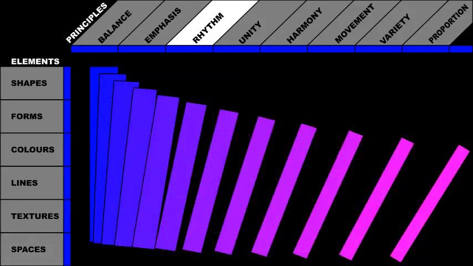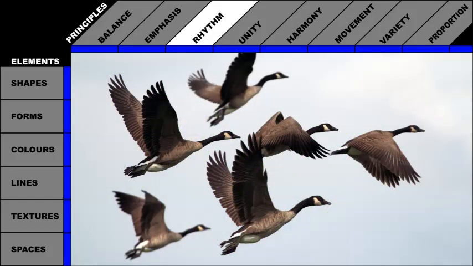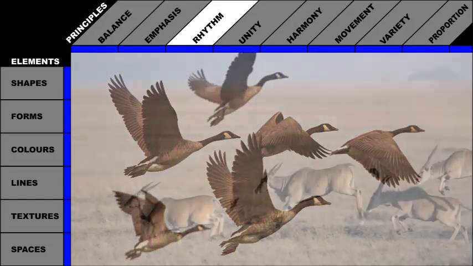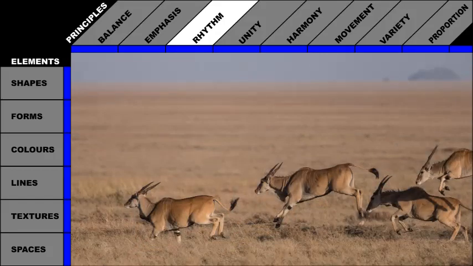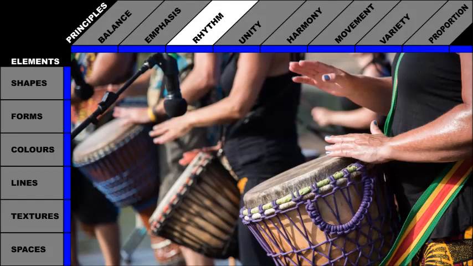We can use the principle of rhythm to suggest movement. Our brains seem to connect rhythmic elements that are assembled in a sequential manner. We can imagine the movement of the geese in flight, the movement of the running antelopes, and the movement of the drummers as our brains make connections from one sequential image to the next.